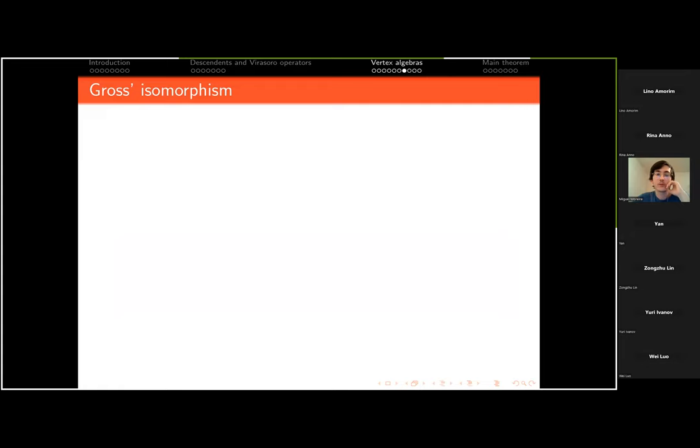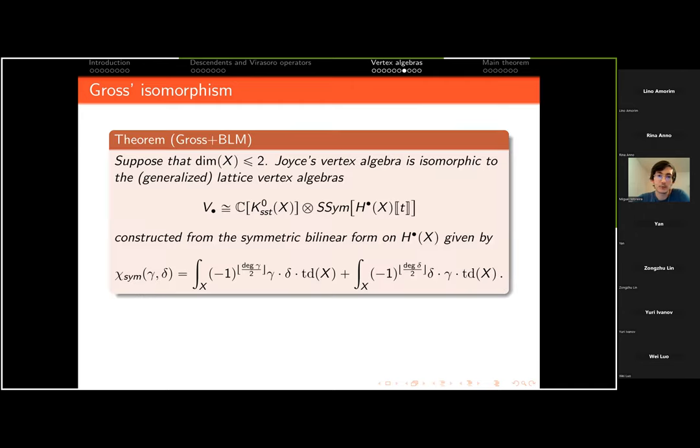So I now want to tell you how to construct a conformal element that will give the Virasoro operators that I was talking about before. Unfortunately, at least for now, we do not have a direct geometric way to construct this conformal element. Instead, what we do is, we know exactly what the vertex algebra is in this case, thanks to a result by Jacob Gross. Gross proved, with some contributions from our paper that was correcting some parts of Gross' paper, that, roughly speaking, V is basically a lattice vertex algebra. It's not quite what people usually call a lattice vertex algebra, but it has exactly the same flavor.